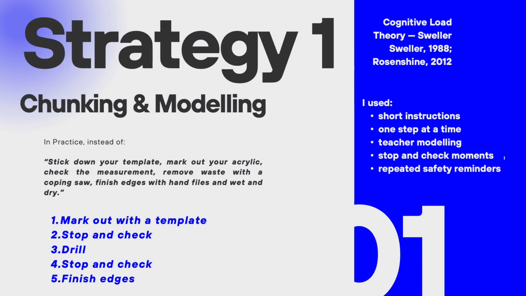My first strategy was chunking and modelling. This meant breaking instructions into small steps, modelling the process clearly, and building stop and check-in points. This links to cognitive load theory because pupils can become overloaded when they are given too much information at once. In DT, this is especially important because practical tasks involve safety, sequencing, and accuracy.